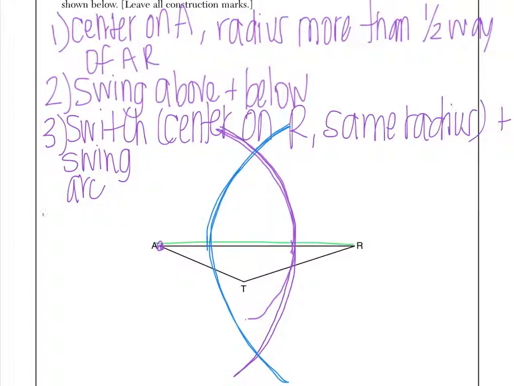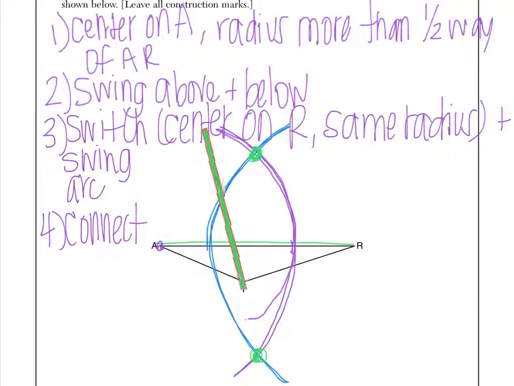And then your 4th and final step is to connect. You need to connect those points of intersection of those 2 big, huge, gigantic arcs using a straight edge. You have a straight edge for a reason so that you can use it to connect from one point to the other. Now this line that we have here is the perpendicular bisector.